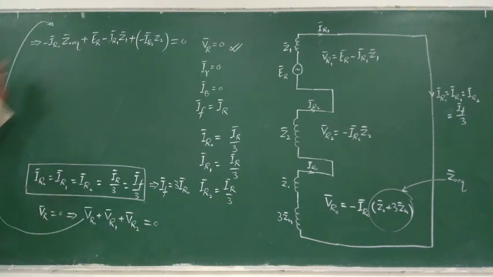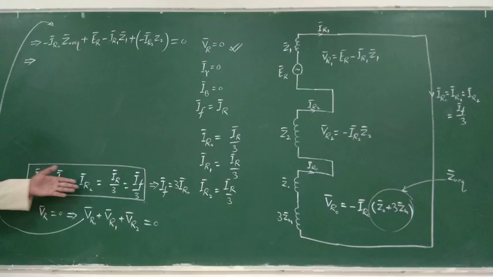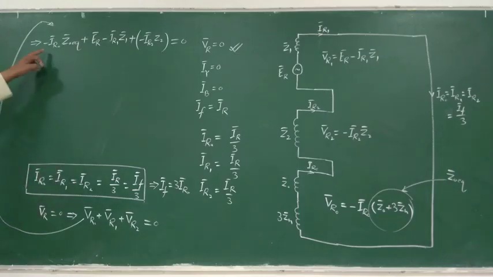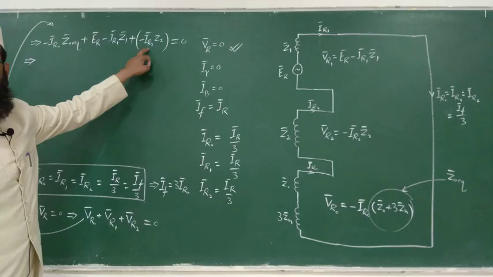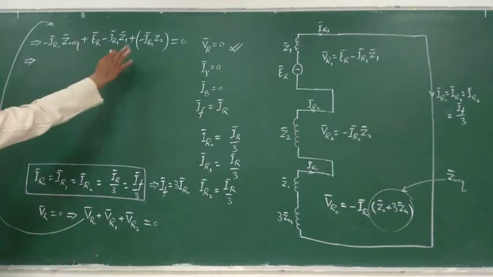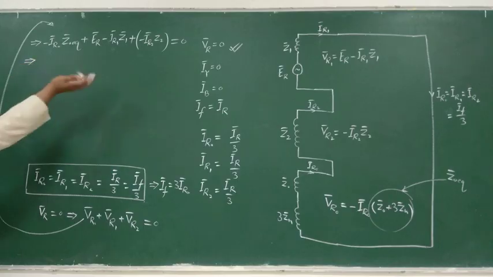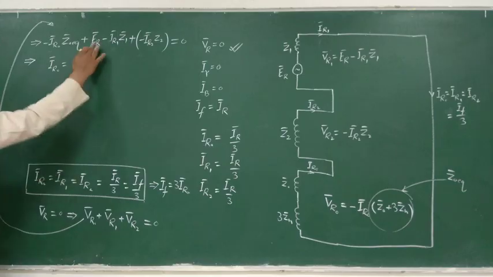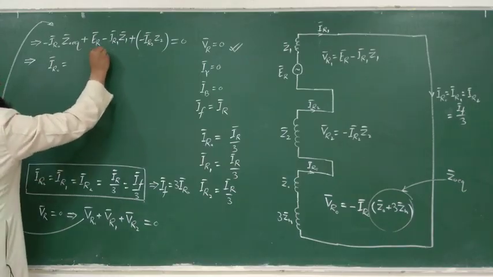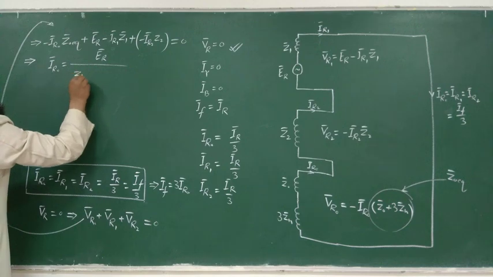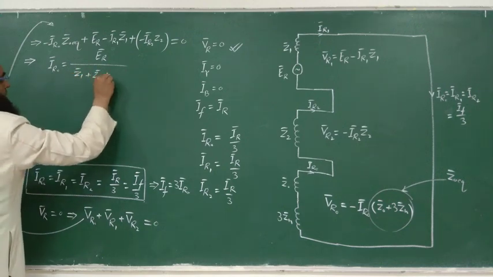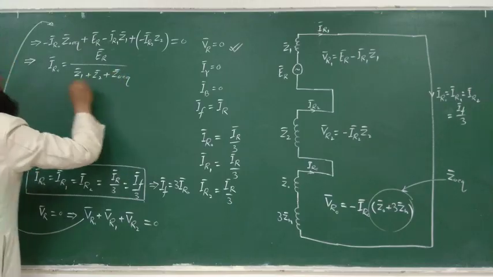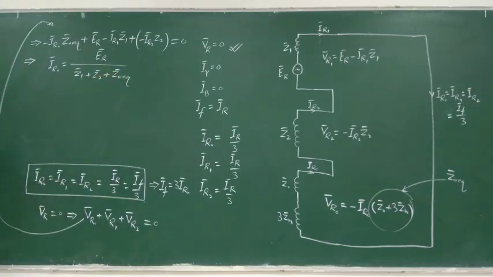So from here we may write this. This implies IR0 is equal to IR1 is equal to IR2. So put IR0 everywhere. Take IR0 common, all negative, this negative, this negative, ER is positive. So you may write IR0 is equal to ER upon Z1 plus Z2 plus Z0 equivalent. Just check it. Are you getting the same?